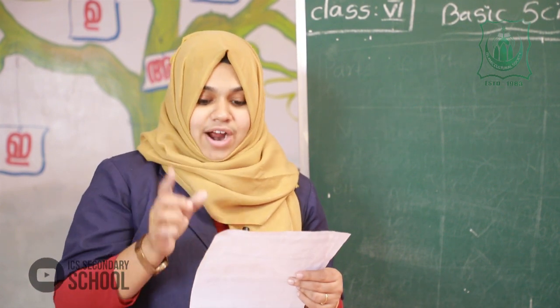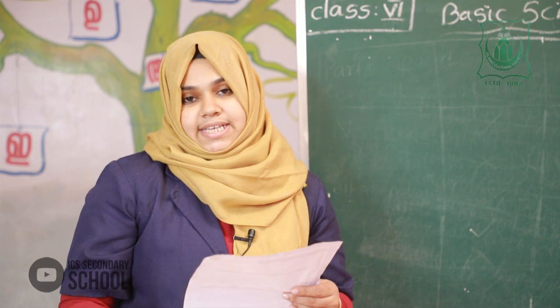Then what is the second question? There are organisms on the earth with only one cell. Yes or no? Yes, there are organisms with only one cell. We know that. What are they? They are unicellular organisms. So the answer is yes, unicellular organisms. Okay. Did you get the second answer?